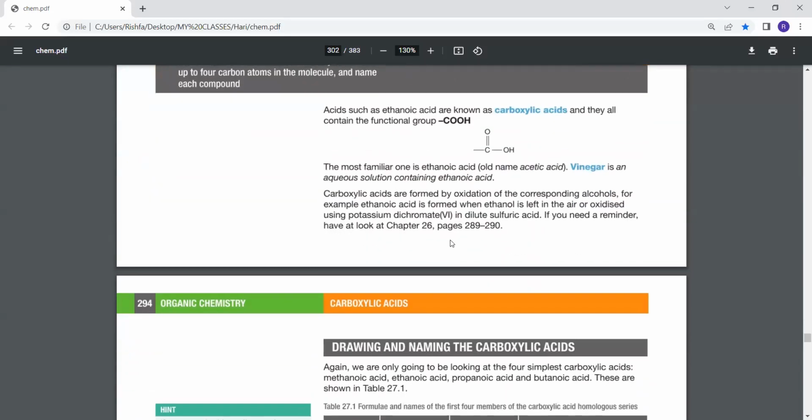Now write the first point. Carboxylic acids contain the functional group COOH. I'll ask you to send pics, so write it clearly. Carboxylic acids contain the functional group COOH, and I want you to draw this.